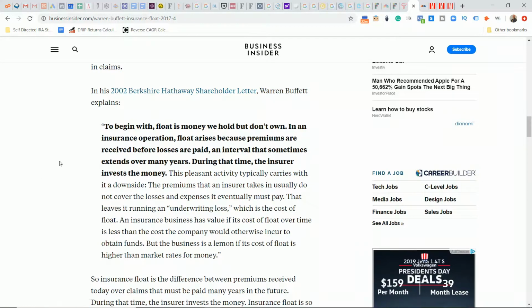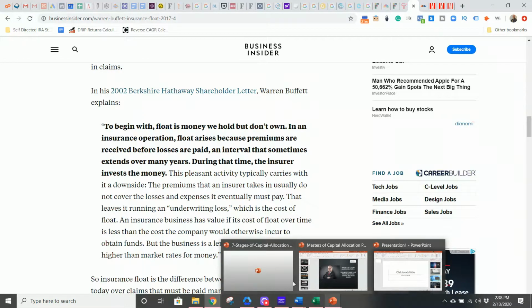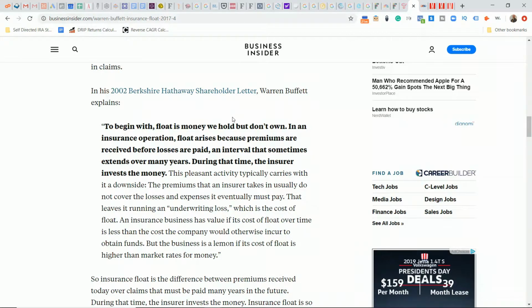We're going to start off with one of Buffett's quotes from his 2002 Berkshire Hathaway shareholder letter. "To begin with, float is money we hold but don't own. In an insurance operation, float arises because premiums are received before losses are paid, an interval that sometimes extends over many years. During that time, the insurer invests the money." Okay, I'm going to stop there. The other stuff isn't important for our conversation right now. So what that means is exactly what it says. Investment float is money that companies don't own, but they can use.